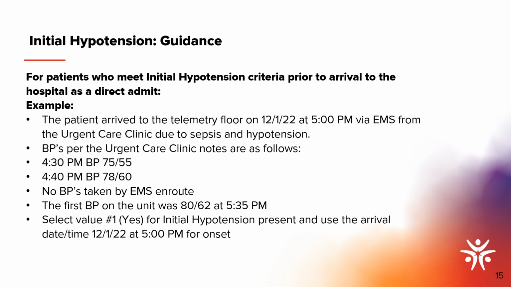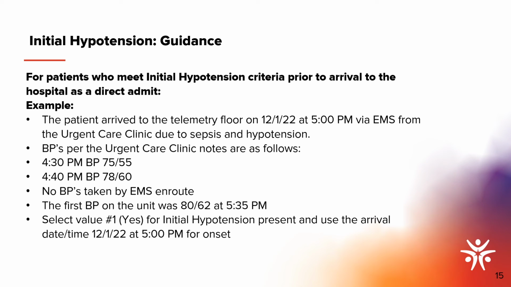In this example, the patient arrived to the telemetry unit on 12/1/22 at 5 p.m. via EMS from the urgent care clinic due to sepsis and hypotension. Blood pressures per the urgent care clinic notes are as follows.